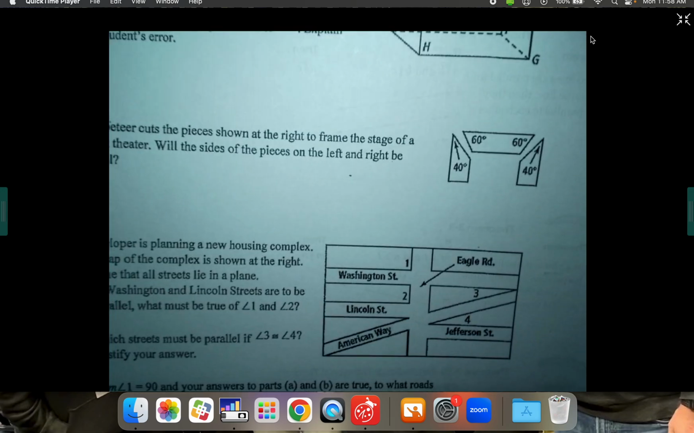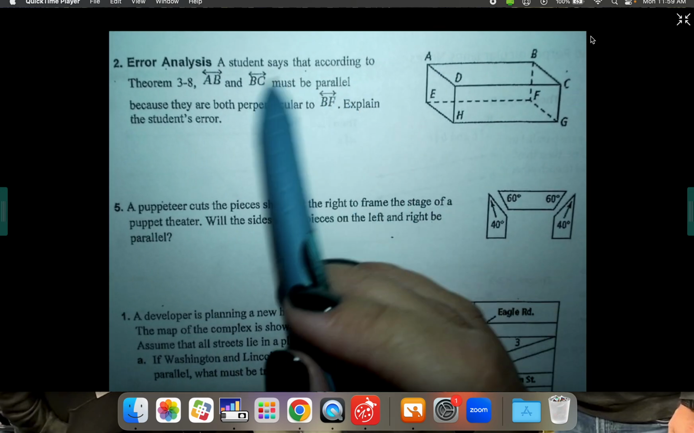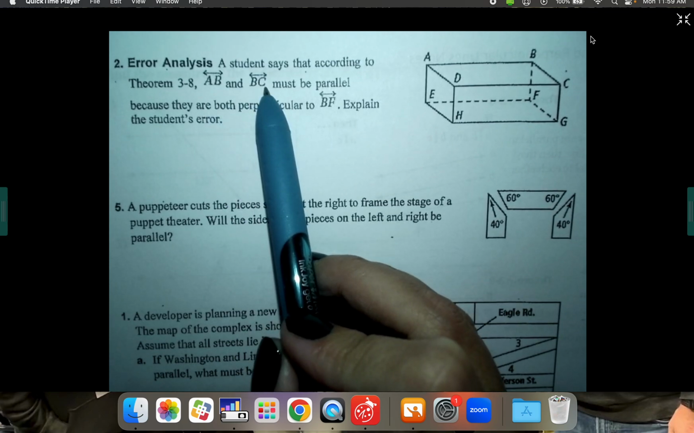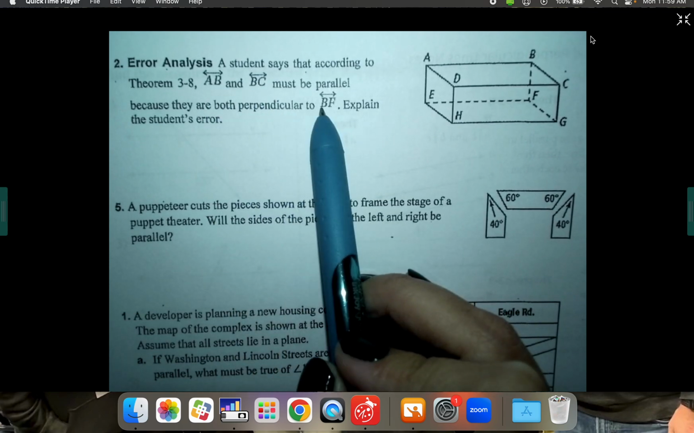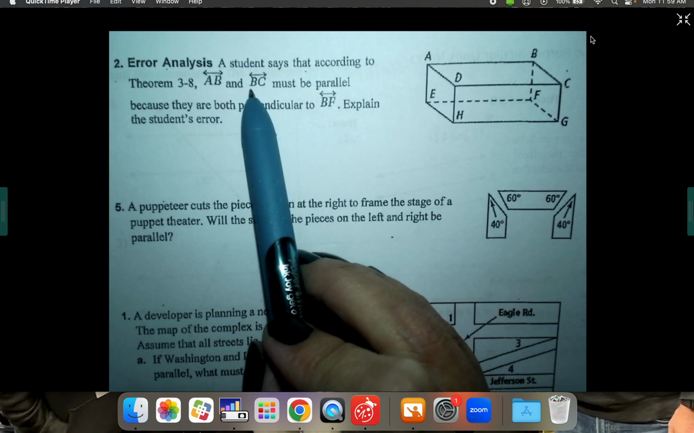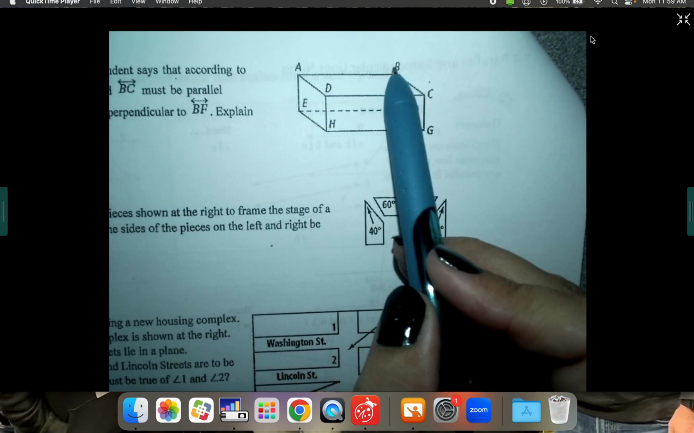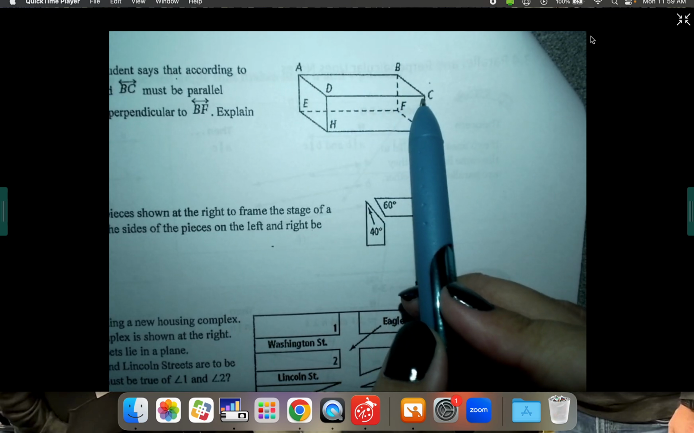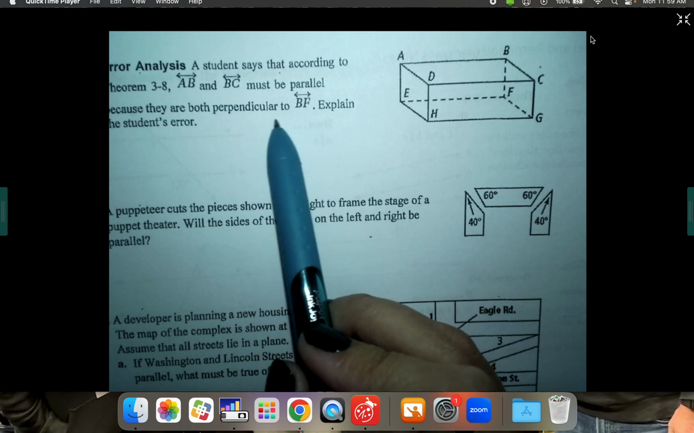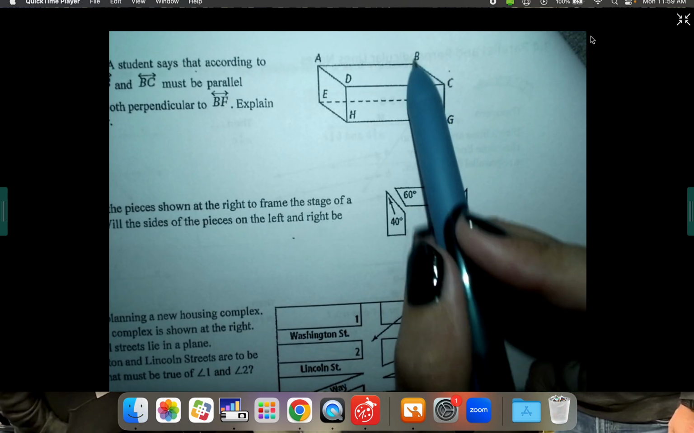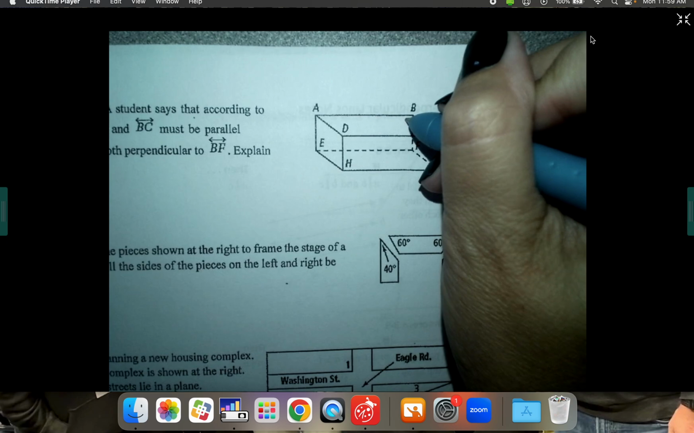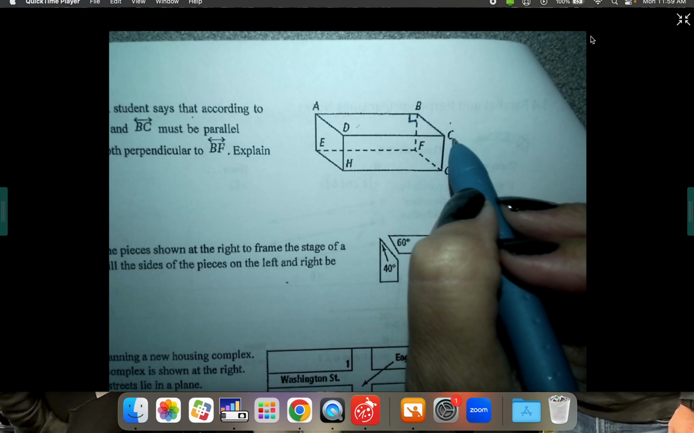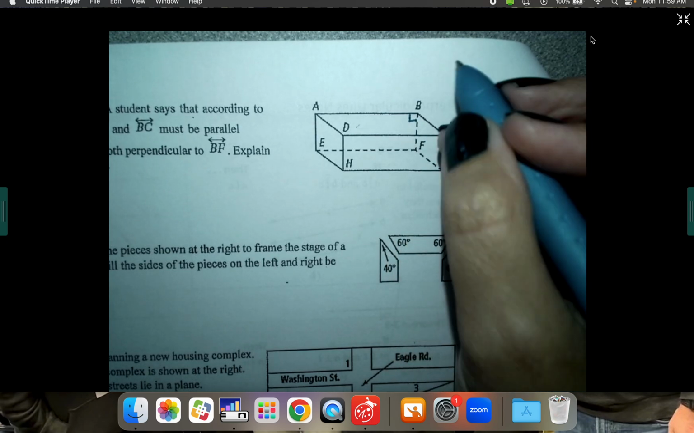So according to that, line AB and line BC must be parallel because they are both perpendicular to BF. So AB and BC. Here's AB, and here's BC. Those would definitely not be parallel, but they are both perpendicular to BF. Okay, I understand how they're both perpendicular to BF. So this one's perpendicular here, and this one is also perpendicular here.